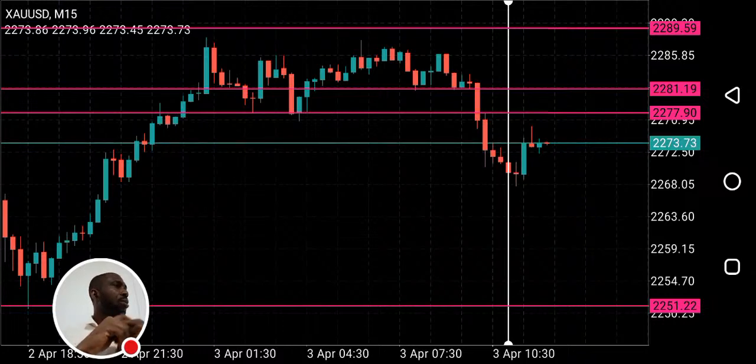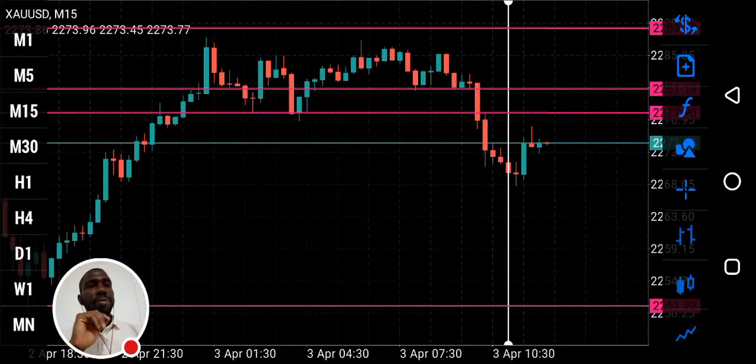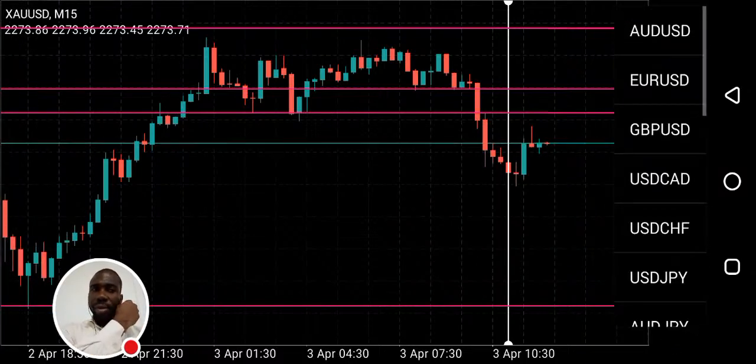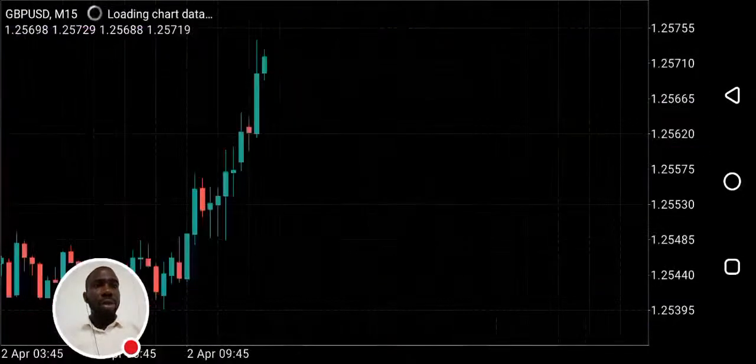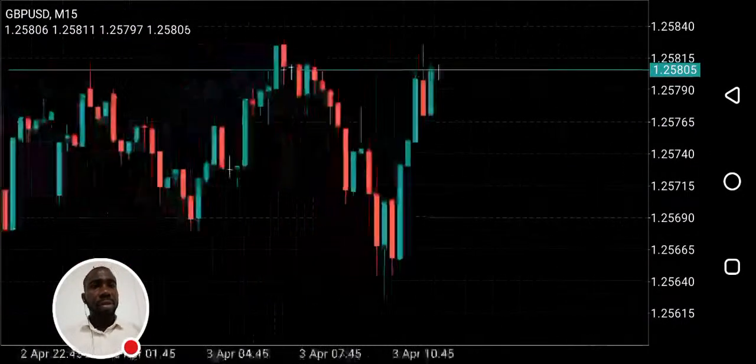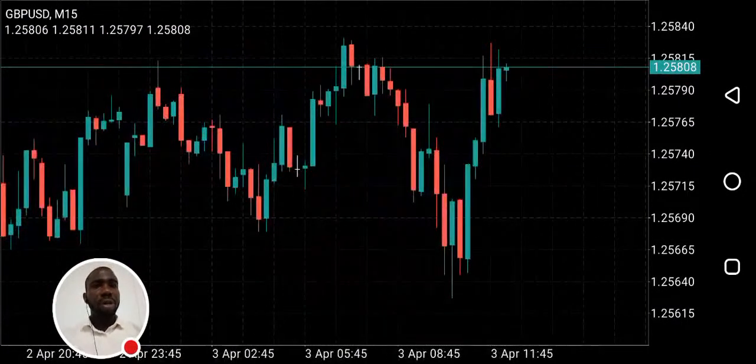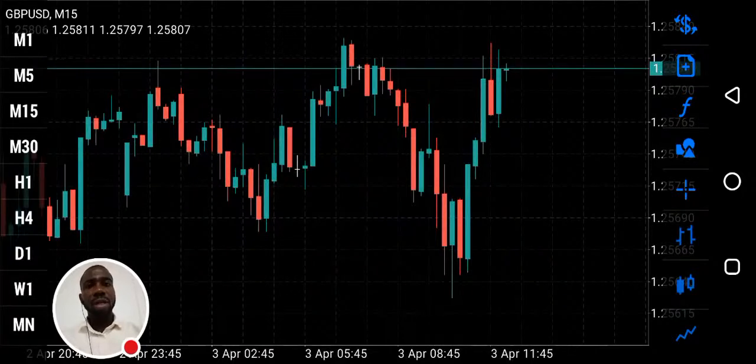Which other pair do you want us to look at? Let's look at GBP USD. I'm also bearish on GBP USD. Let's start with the daily.